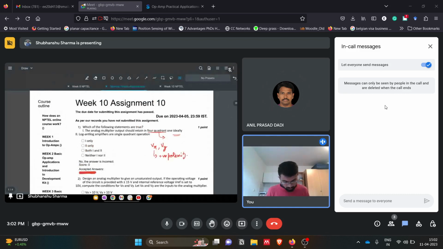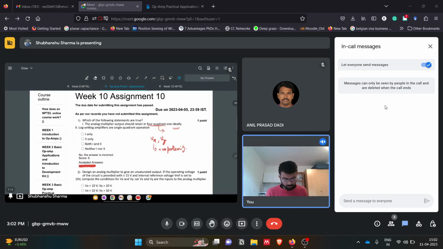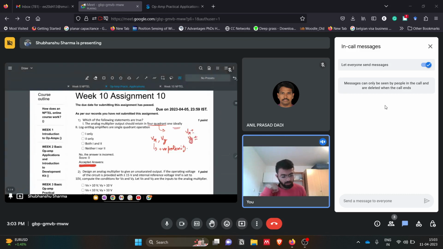So week 10 assignment question 1: which of the following statements are true? The analog multiplier output should retain in four quadrant ideally. The statement is saying it should behave as a four quadrant analog multiplier, and with four quadrant you can have plus minus polarity for Vx, and for Vy also plus minus polarity. So you can give all the signals to that analog multiplier. The multiplier can work in every way possible. Okay, so that is there. So another thing.